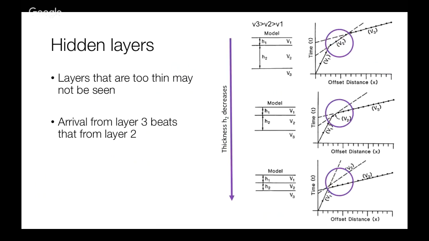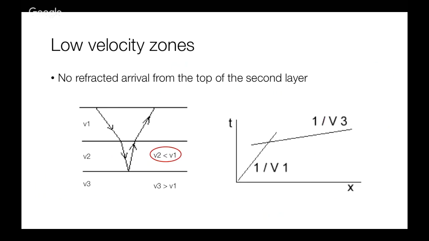From the last slide, you always see the refracted arrival from the top of the third layer if its velocity is greater than the one above it, but if it's greater than 2 but still less than 1, you're not going to see it.